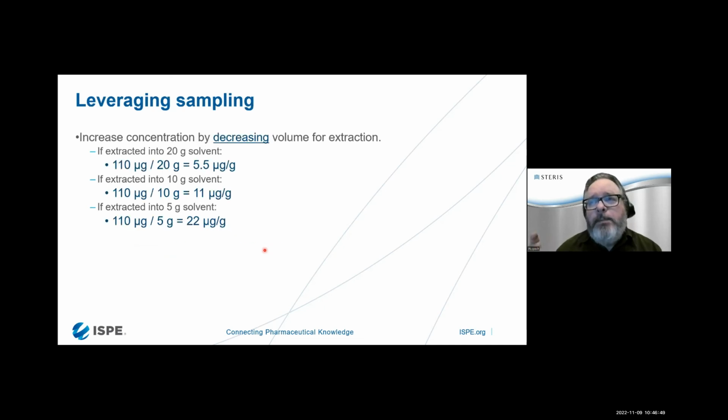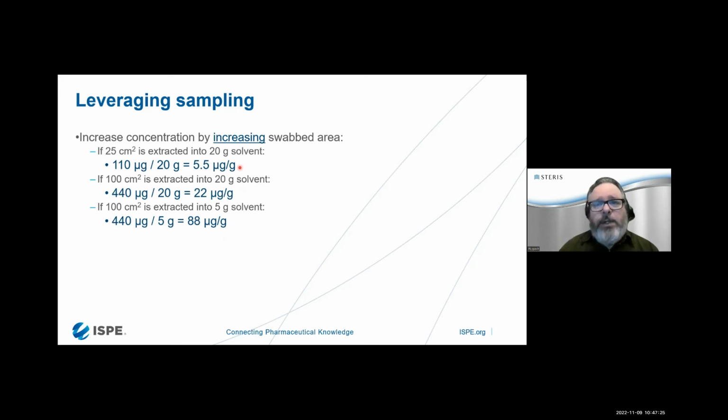And then we can also adjust the swab extract to adjust that limit by increasing or decreasing that volume. So in this case, we went from 20 grams to 5 grams, and we increased it from 5.5 to 22. And this is important if you have methods that are not sensitive enough to what you set. You can make some adjustments to the swab area as well as the diluent volume.